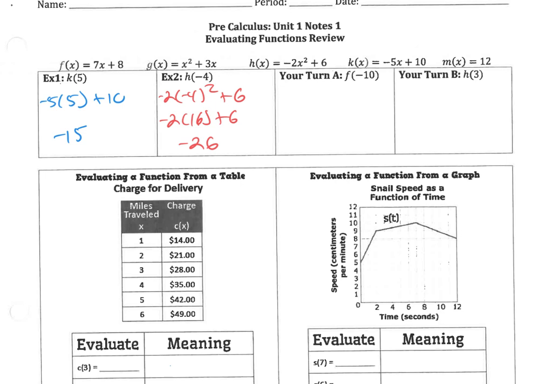All right, what I want you to do now is go ahead and attempt your turn problem. So try and evaluate f of negative 10 and h of 3. Go ahead and hit pause now and then try them on your own.